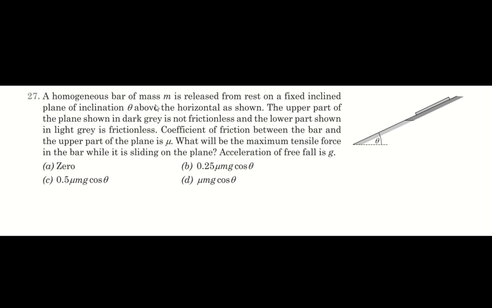A homogeneous bar of mass m is released from rest on a fixed inclined plane of inclination theta above the horizontal as shown. The upper part of the plane shown in dark gray is not frictionless and the lower part shown in light gray is frictionless. Coefficient of friction between the bar and the upper part of the plane is mu.